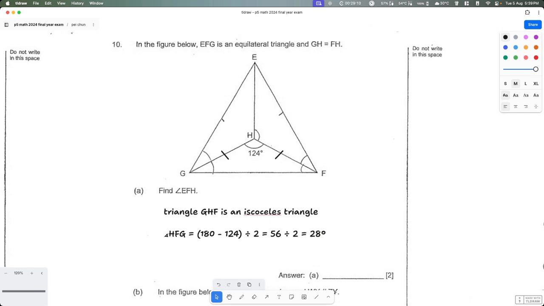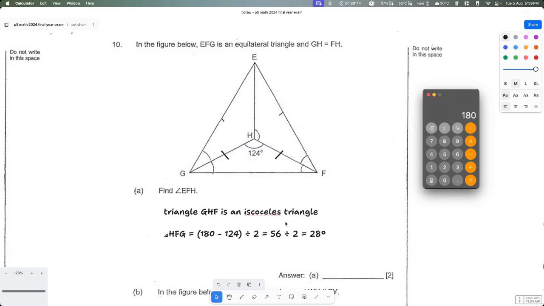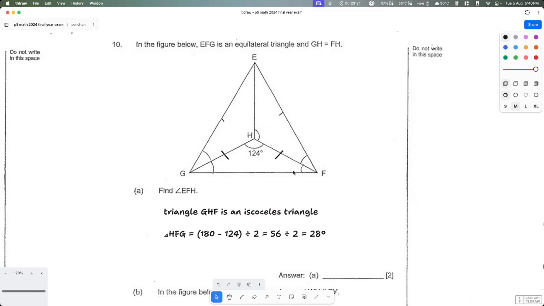So I see over here. Let's double confirm using our calculator. 180 minus 124 is 56, divided by 2 will be 28. Great. So this means that this is 28 degrees, on both sides. So we know this is 28 degrees, and at the same time, we know that it's an equilateral triangle.